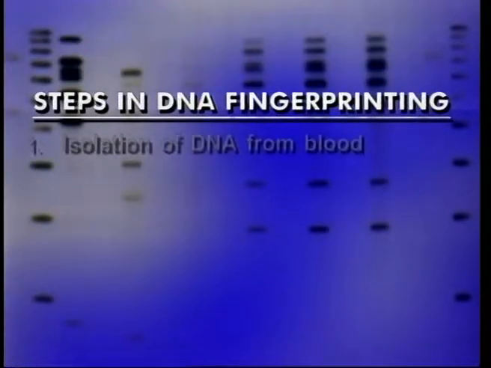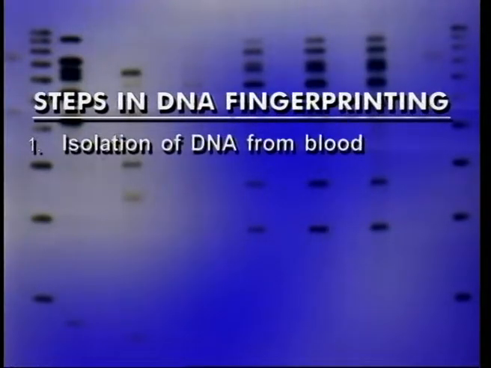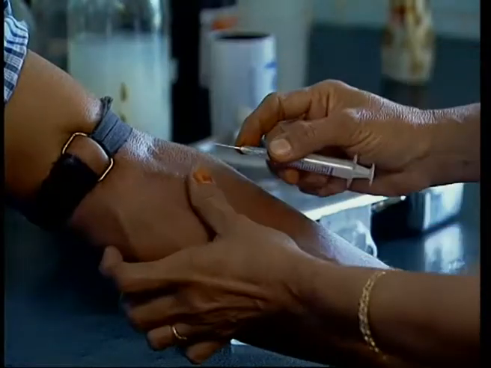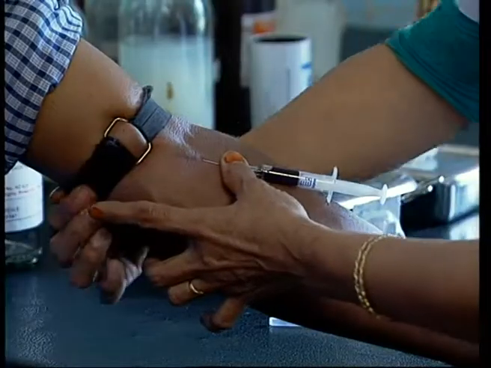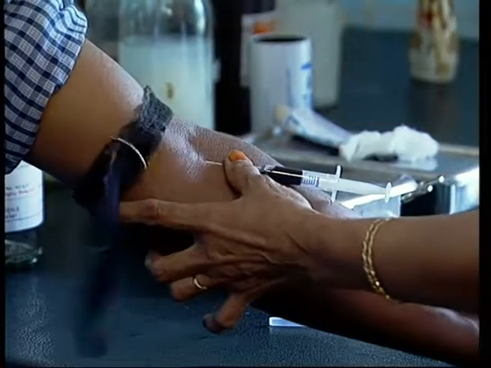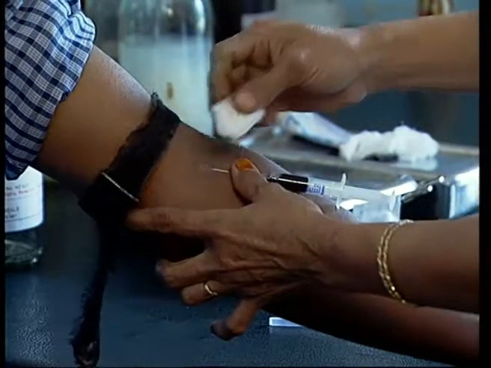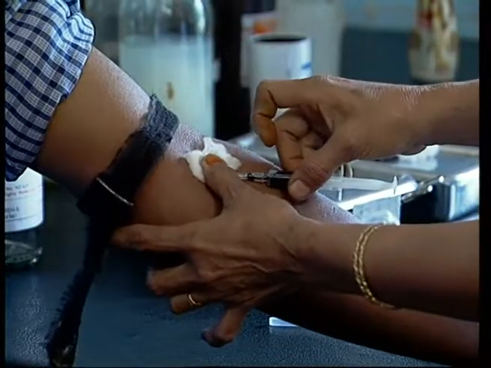The first step in DNA fingerprinting is the isolation of DNA from body tissues such as blood. In child swapping and paternity cases, about 5 to 10 milliliters of blood of the putative parents and the child is collected for analysis.